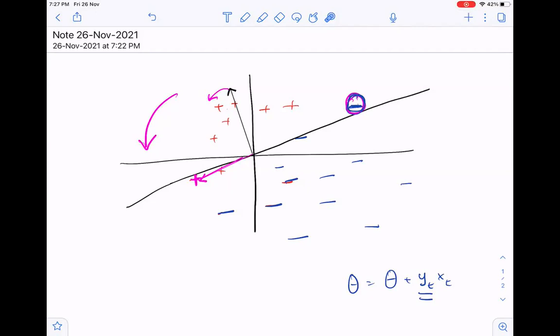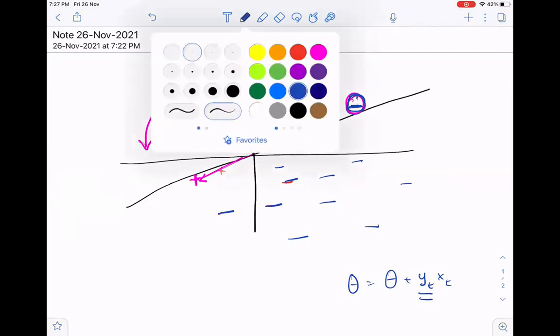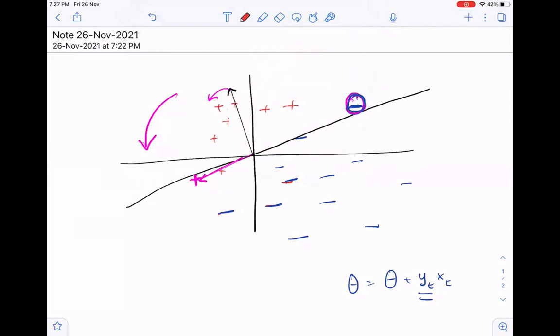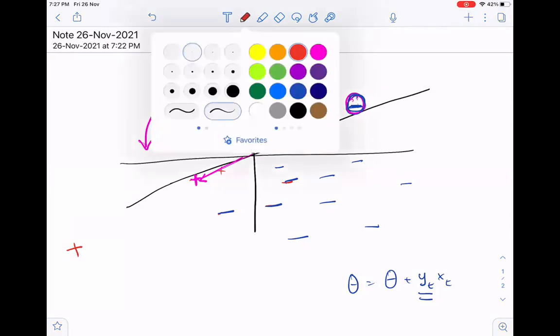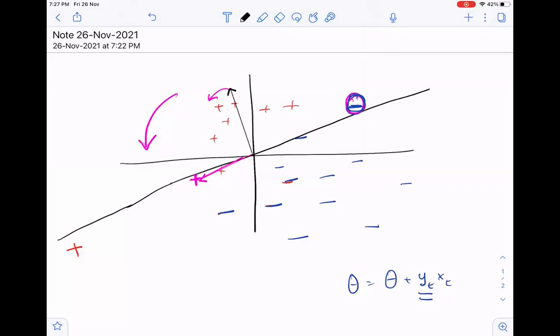Now, what is a big problem is this. If this plus that was misclassified is much further away, that's a possibility. When the length of this point is huge, then this moves by a huge amount. There has to be some normalization with respect to the length of theta. No, we are not doing any normalization at this point.